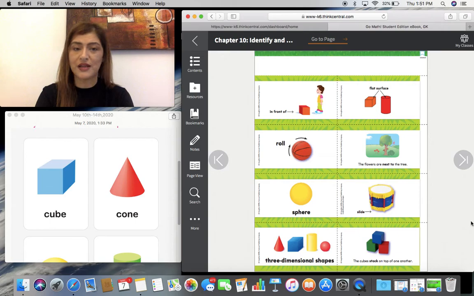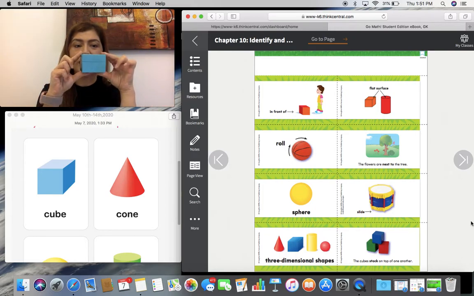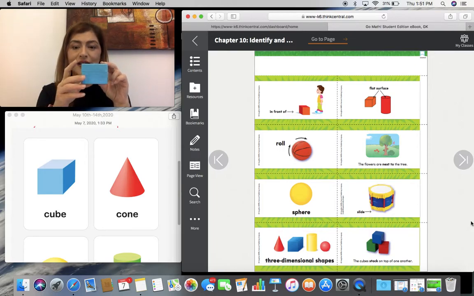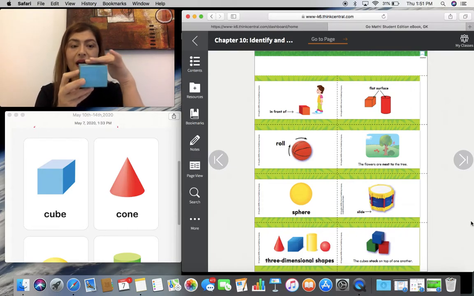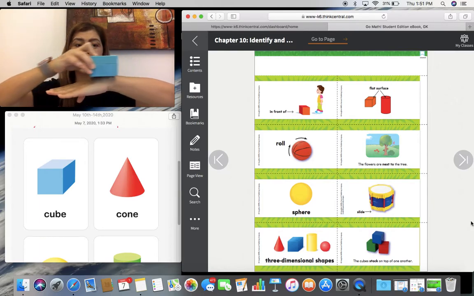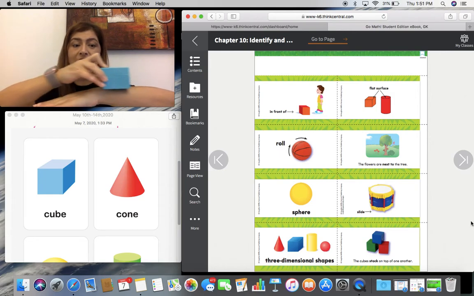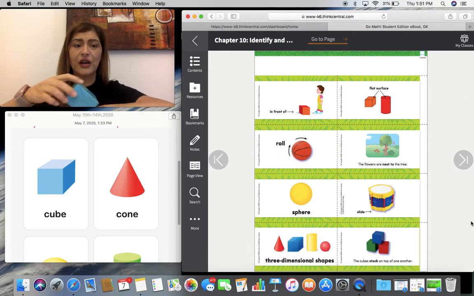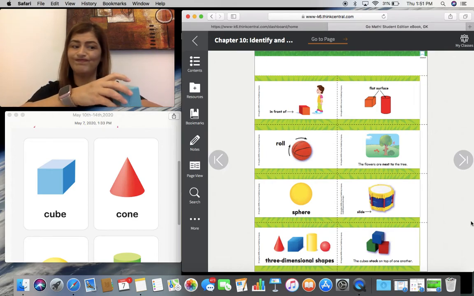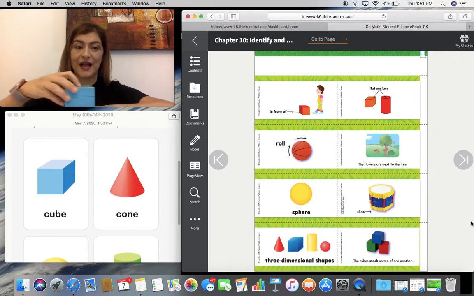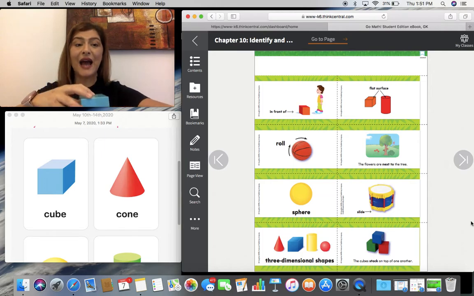Now, I have brought with me some of the objects I found at home that look like a 3D shape. So, here, what does this look like? A cube. Very good. A cube. Now, do you know that a cube has flat surfaces? So a cube can slide. Do you think it can roll like a ball? No. You can slide it and you can stack it.